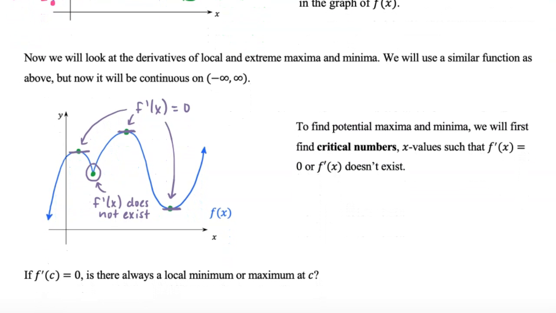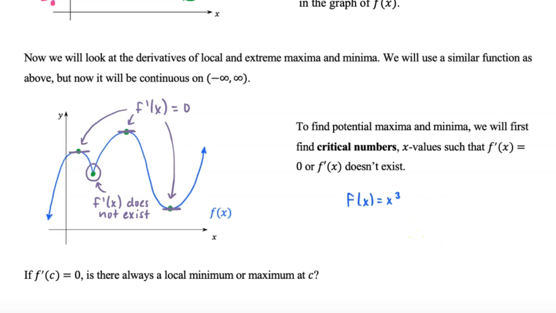Now, if f prime of c is equal to 0, is there always a local minimum or maximum at c? So I have kind of shown that wherever I have a local max or min, either the derivative is equal to 0 or it doesn't exist. But is the converse always true? Let's look at an example. Let's look at f of x equals x cubed. Let's look at this function.